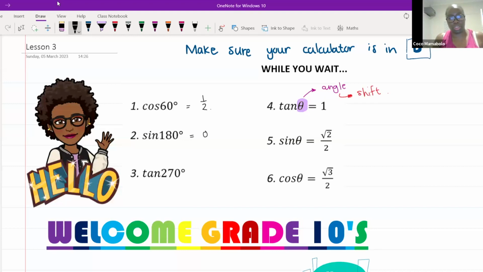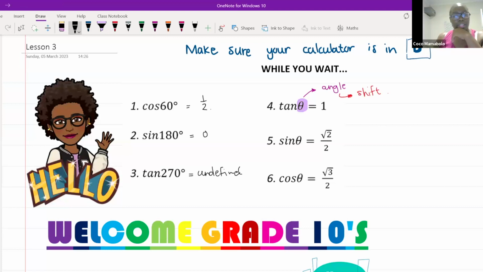And who can tell me, what did they get for tan 270? What did we get for tan 270 degrees? Anyone get something? Correct. Okay. So most of you guys are saying undefined, and that's absolutely true. It is undefined.